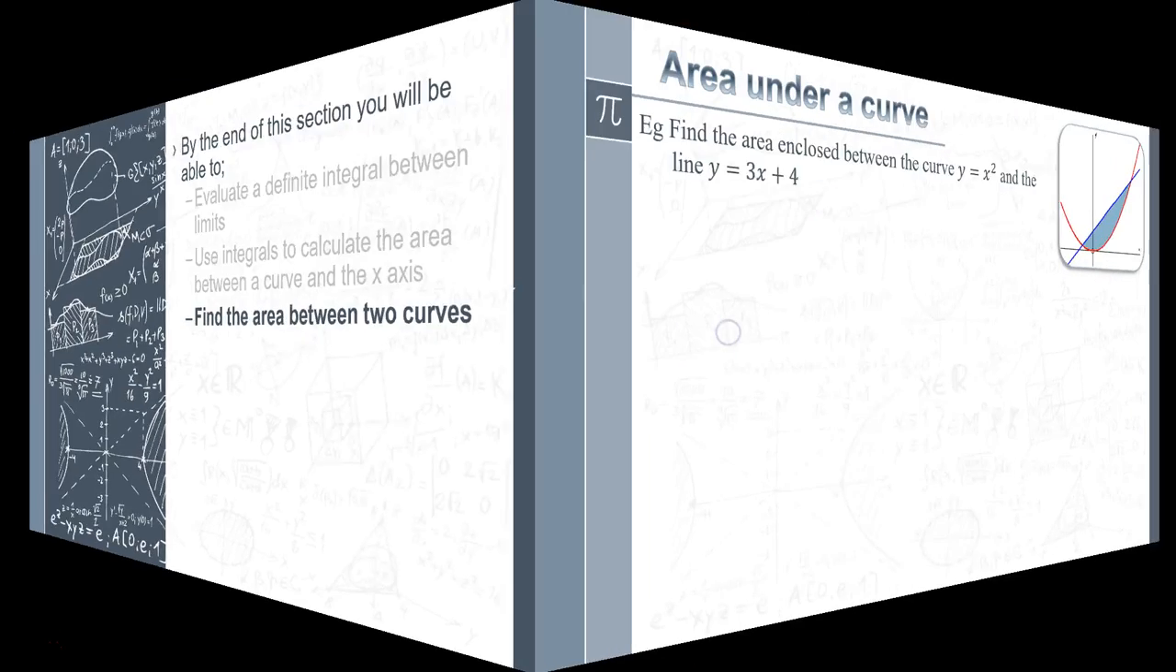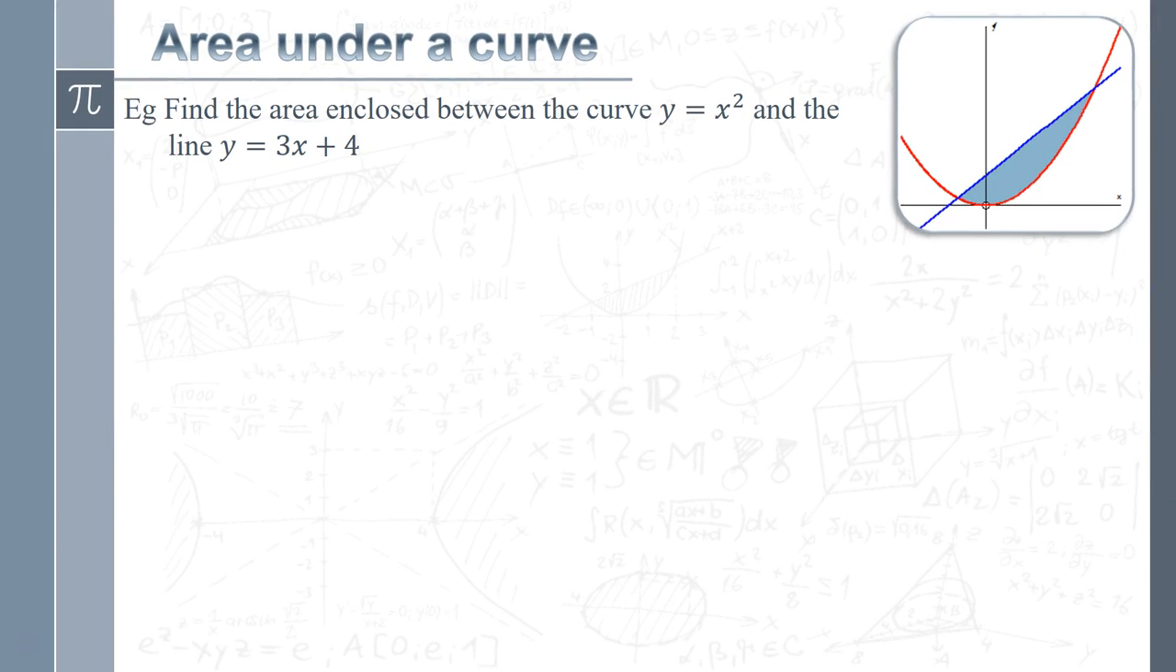On we go. Here we go, we've got straight into an example. We've got to find the area enclosed between the curve y equals x squared, which is clearly our red line here, and we've got the straight line y equals 3x plus 4, which is the blue one here.